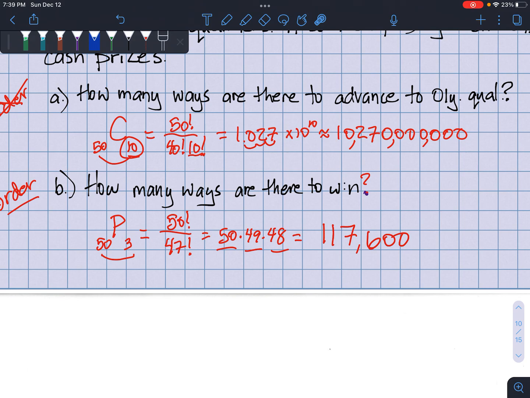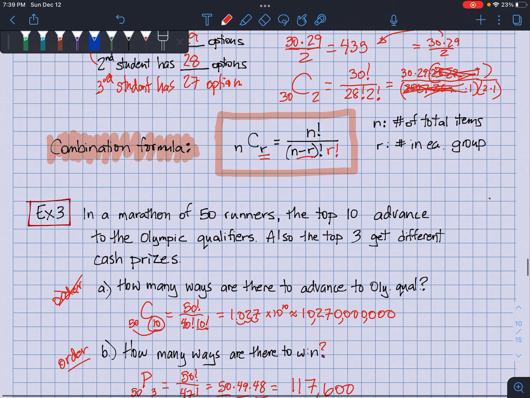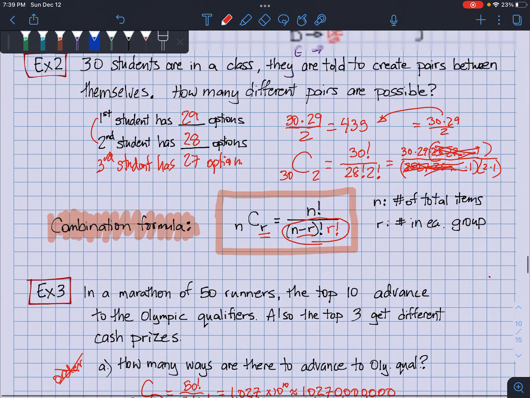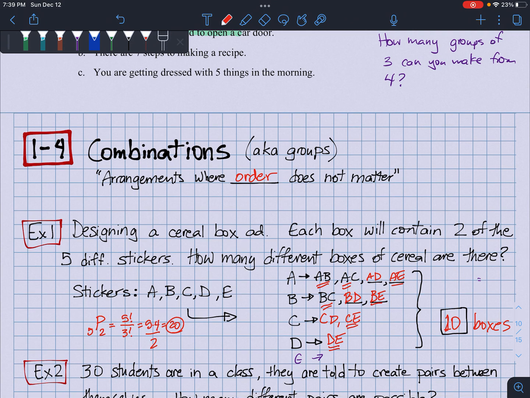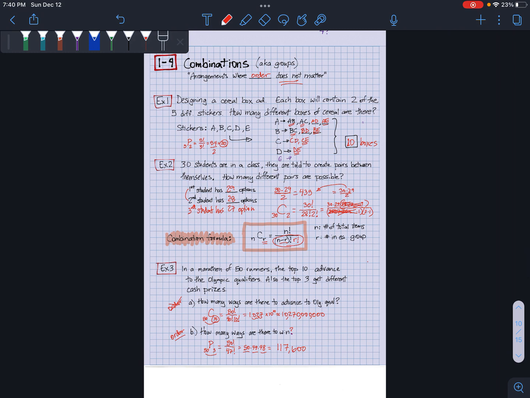But hopefully you are able to understand how to use that formula again. There's now just 2 things in my denominator I've got to be careful of. And always pay attention to order. If order matters, use permutations. If order doesn't matter, then use combinations. Okay. Hopefully the problems go well for you.